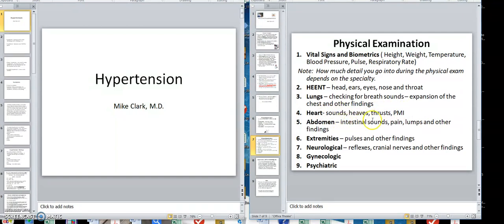The abdomen, we put the stethoscope there to listen to intestinal sounds. We feel extremities, pulses, neurologic. Some will do a gynecologic, and then a psychiatric evaluation, a modified psychiatric evaluation. Okay.